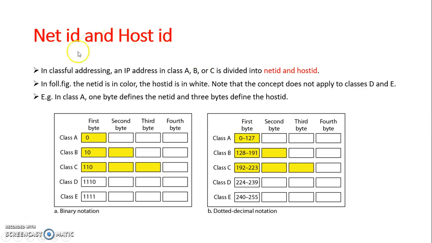Again, this classification into net ID and host ID is not applicable to class D and class E. For example, in class A, the first byte defines the net ID and the remaining 3 bytes are the host ID. In class B, 2 bytes represent the net ID and the remaining 2 bytes are the host ID. And in class C, the first 3 bytes are the net ID and the last one is the host ID. This classification of an IP address gives the exact location where the packet will be sent and received.